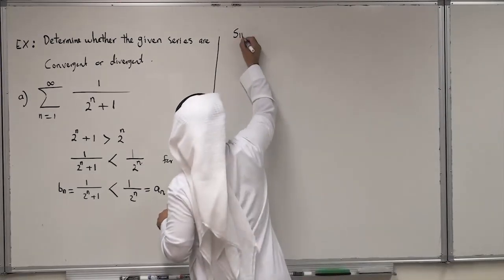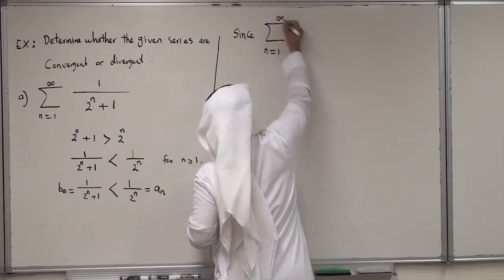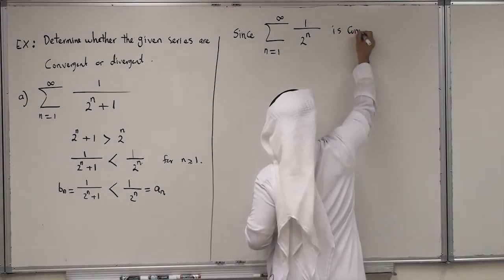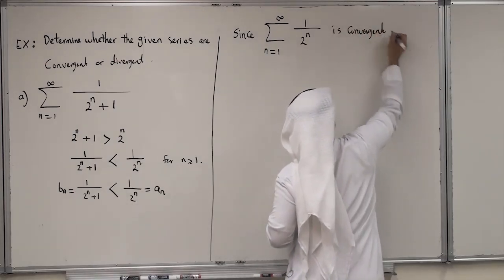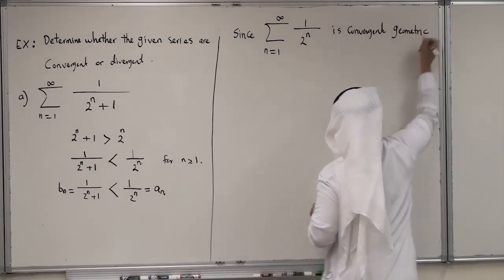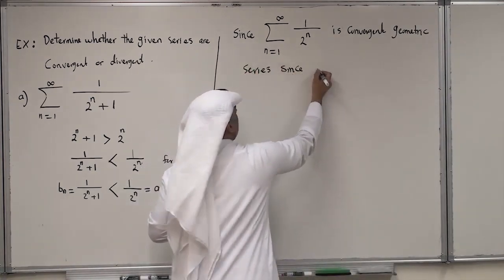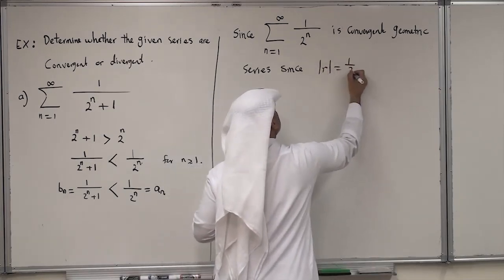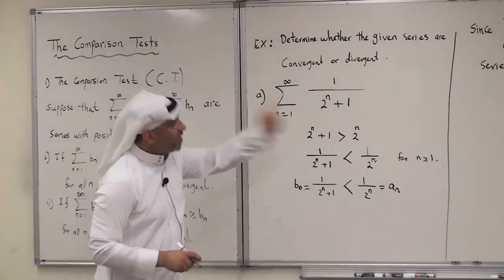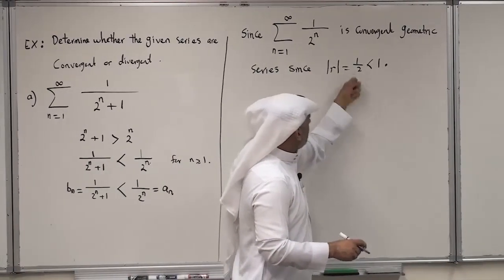Since the summation here, n equal to 1 up to infinity, 1 over 2 to the n, is convergent. Okay, why is it convergent? This is a convergent geometric series. Why is it convergent? Since the absolute value of r, which is equal to 1/2, is less than 1. That is the criterion for checking convergence of a geometric series. This is a geometric series. It is convergent because the ratio is 1/2 and 1/2 is less than 1.